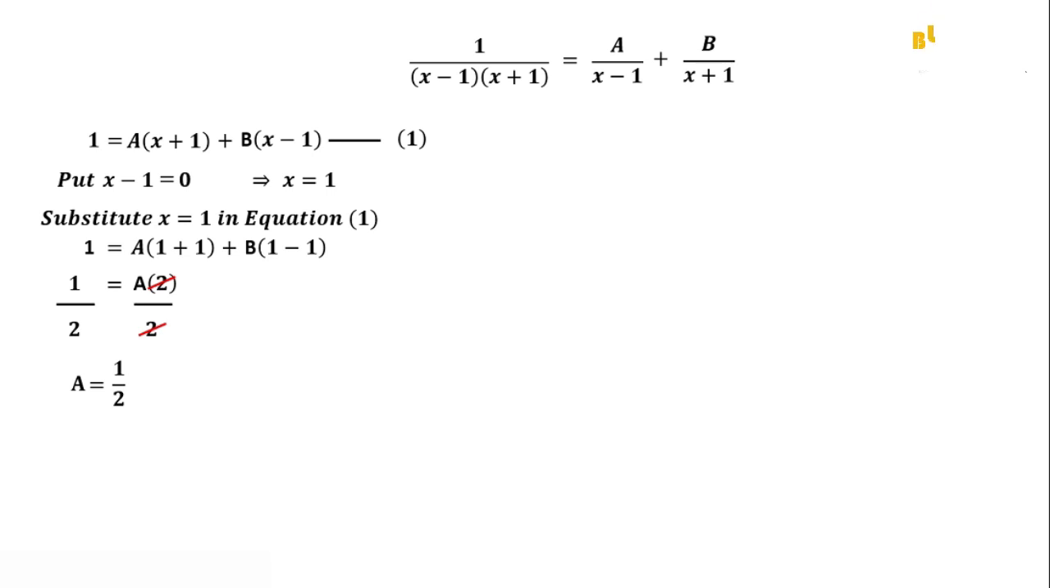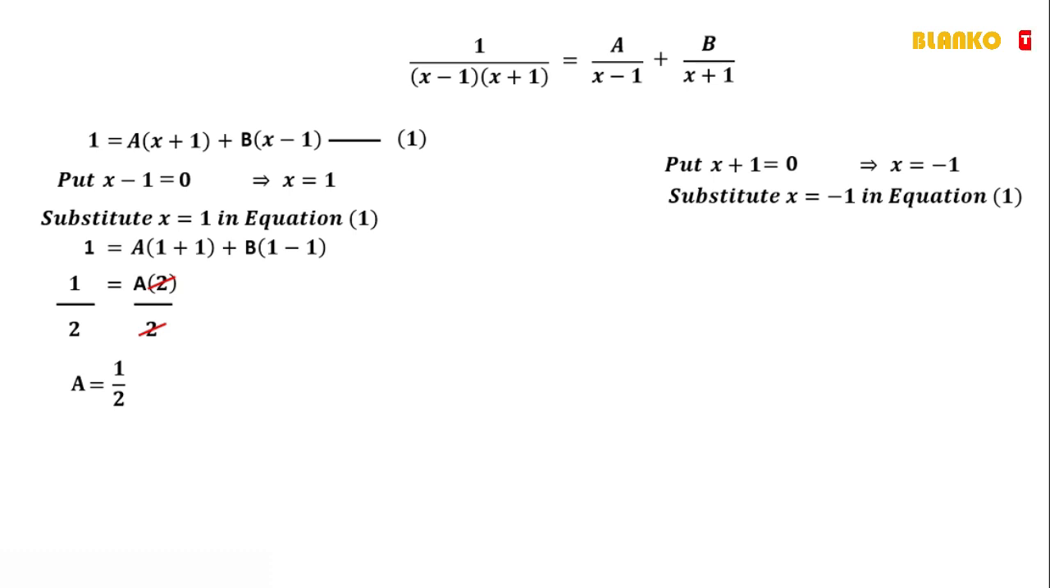So let's move on. We now put x + 1 equals 0, so that x is negative 1. We substitute x = −1 into equation 1, meaning wherever you see x, we put negative 1.